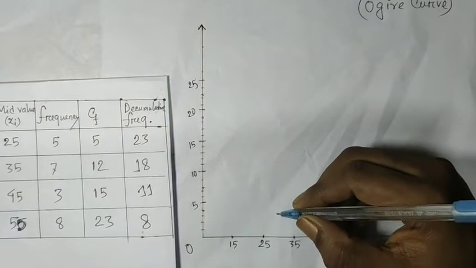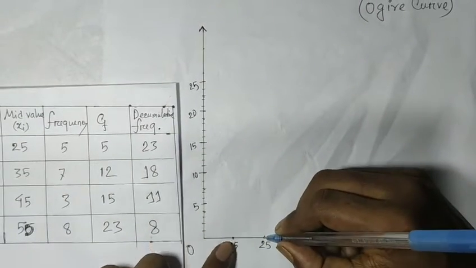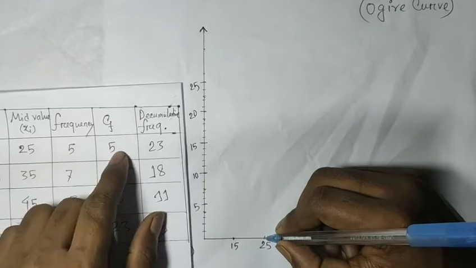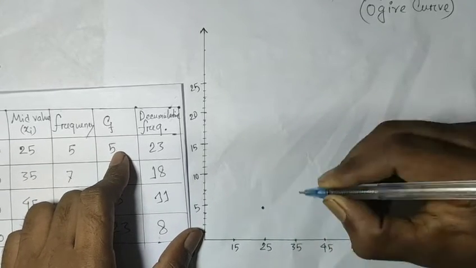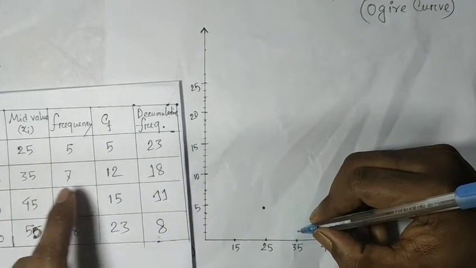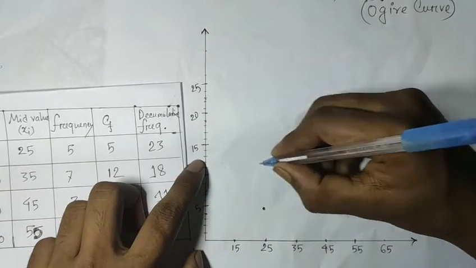For 15 there is no value, so it's 0, and for 25 the cumulative frequency is 5, that means it will be here. And for 35 the cumulative frequency is 12, that means it will be here.